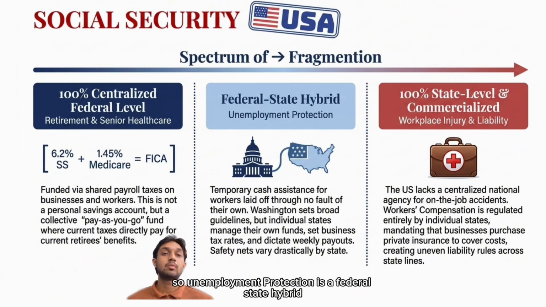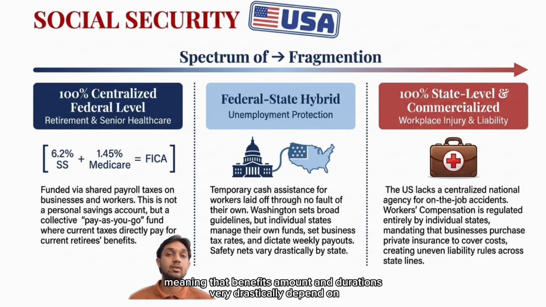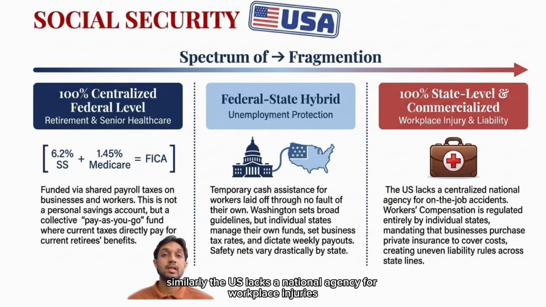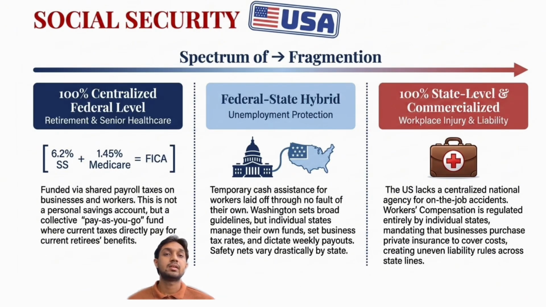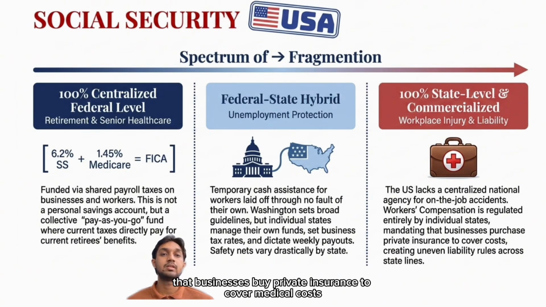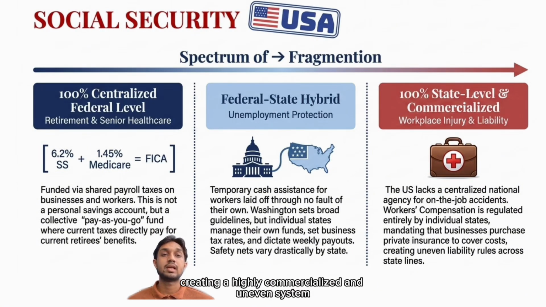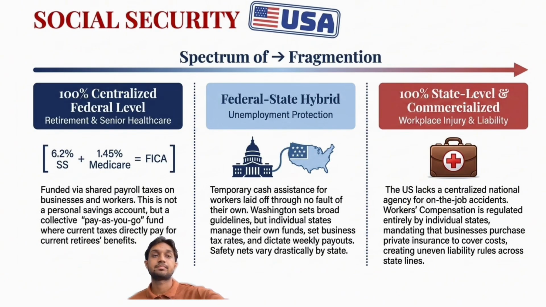Unemployment protection is a federal-state hybrid, meaning that benefit amounts and durations vary drastically depending on which state you live in. Similarly, the US lacks a national agency for workplace injuries. Workers' compensation is regulated entirely at the state level, mandating that businesses buy private insurance to cover medical costs and partial wages for injured staff, creating a highly commercialized and uneven system.